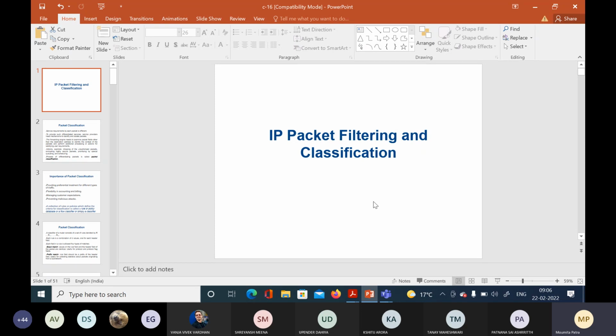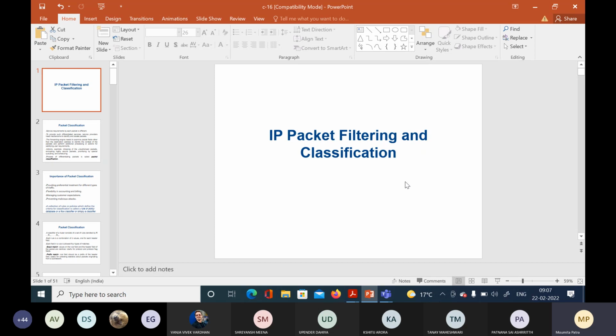Today's class we are going to start looking at these extra tasks that the router might have to do. The topic for today's class is IP packet filtering and classification. As of now, what we have known is that different packets arrive at a router, we check the header field for the IP address, and we use efficient lookup algorithms to find the corresponding output port.